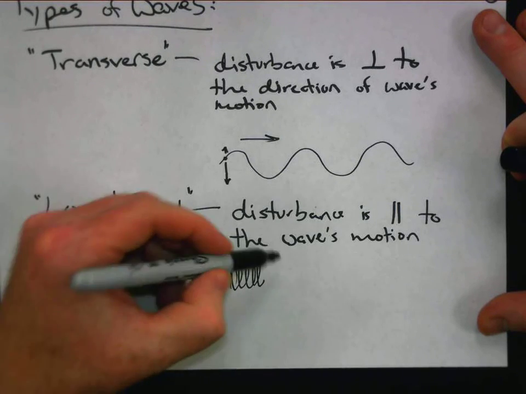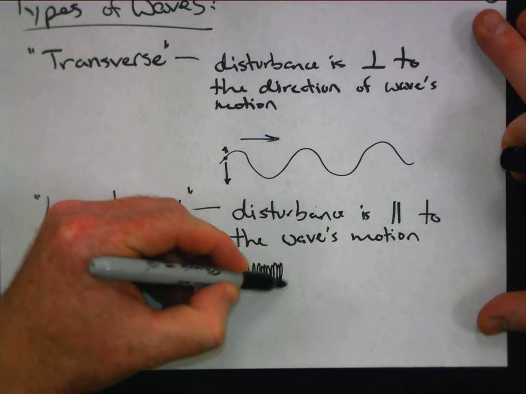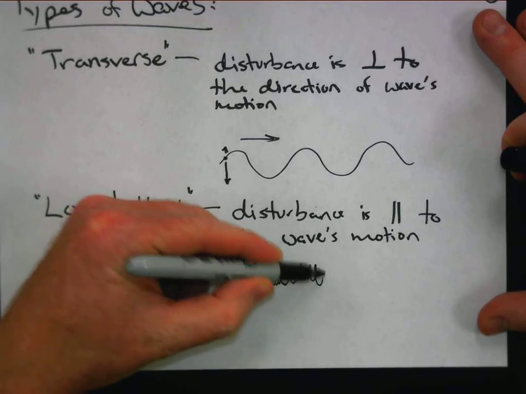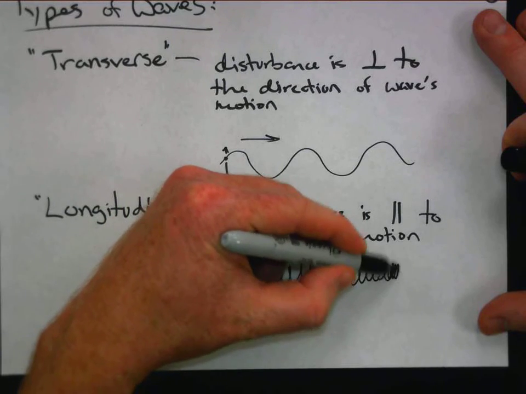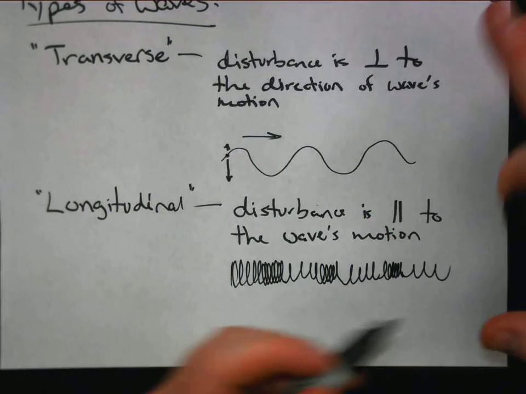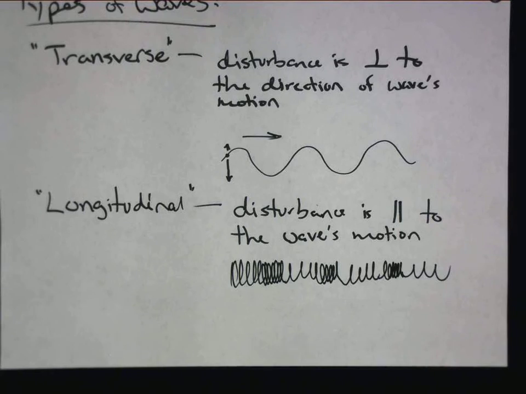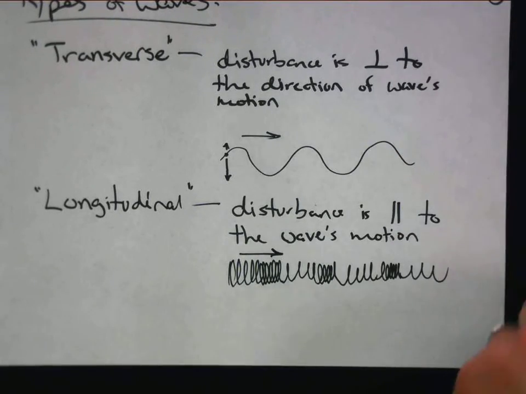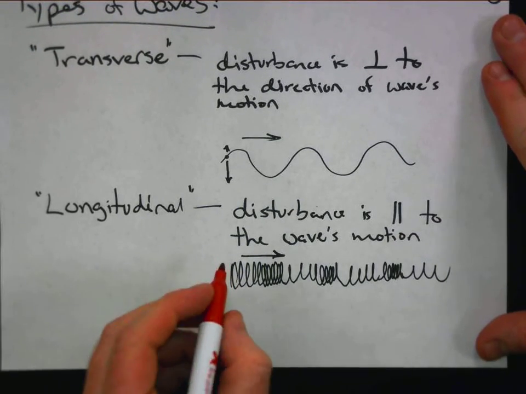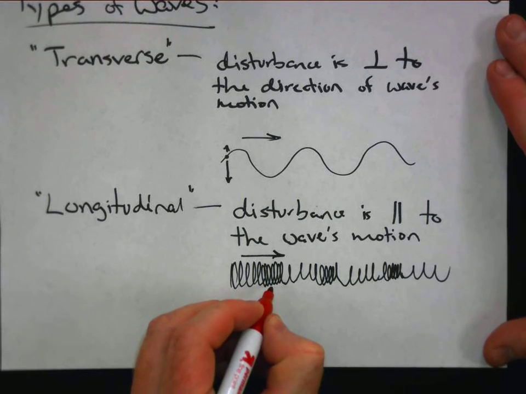And now some of it is very closely spaced, and then some of it is very open, and then closely spaced, and then open, and then closely spaced, and then open, and so on. So here's the deal. I'll use a different color for this so it stands out just a little better. You know that the wave is still traveling this way. But now, look at what's happening to any part of this medium.